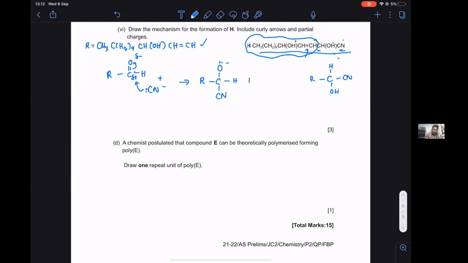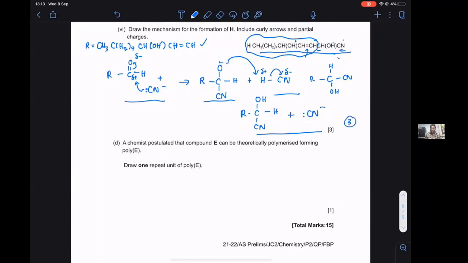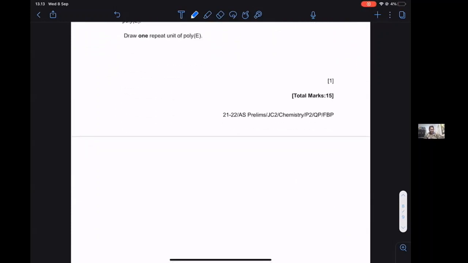So this one will react with this HCN. This one is going to go here, delta negative. This is going to be delta positive. And this one will come over here, making R, C, OH, CN, and then H, plus CN minus. If you put all these steps, I will give you the 3 marks. Next, the last one.